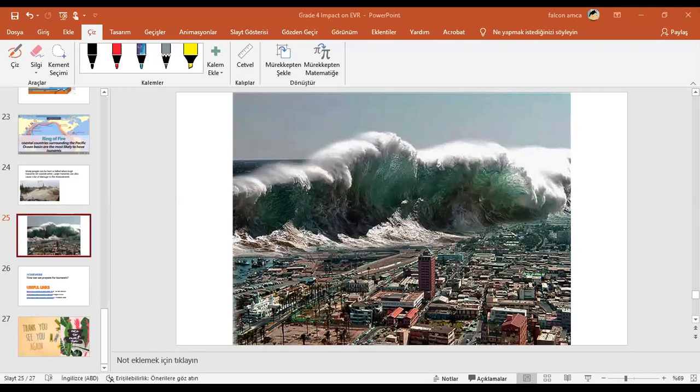Make sure you know how to contact your family if there is a tsunami warning. Yes, is it clear? Did you understand the sentence? Yes. Okay, and we didn't read this one.